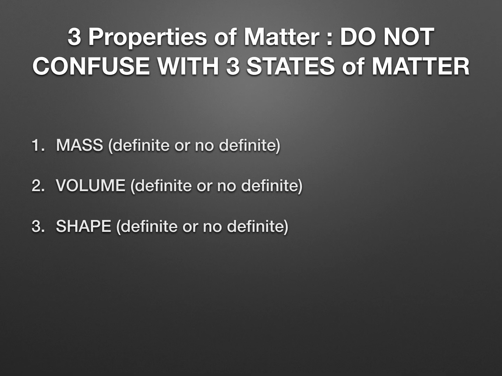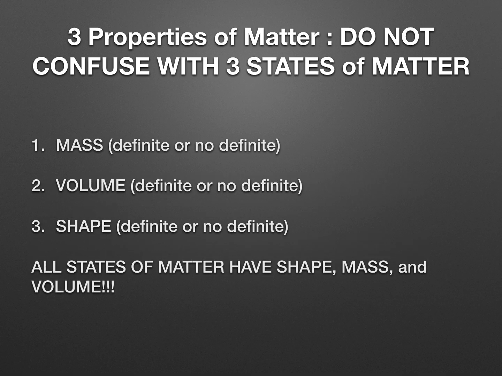Now, connecting with the states of matter, all states of matter have shape, mass, and volume. So if it says definite or no definite, let's use a solid, for example. A solid has a definite shape, definite volume, and definite mass, just like a golf ball, meaning every single time that golf ball is going to be the same size, same shape, same weight.